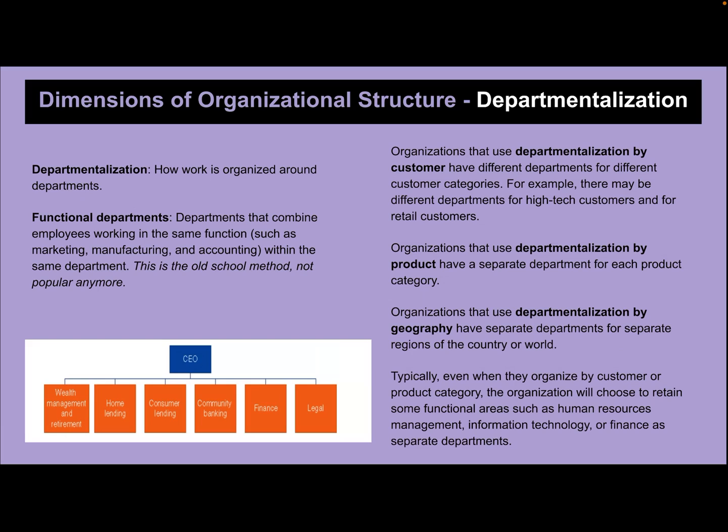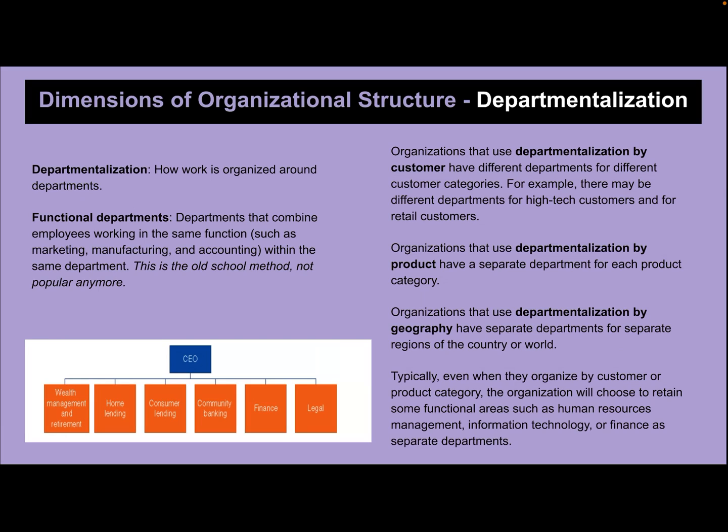There's an example underneath the blue and orange. You can see an example of a newer type of departmentalization where many of the departments are based on the product. So the CEO is on top, and then there are different departments: wealth management and retirement, home lending, consumer lending, community banking. Presumably this is some sort of banking or accounting firm, and they split up into 4 different departments based on the type of consumer or the type of product that they're working with.